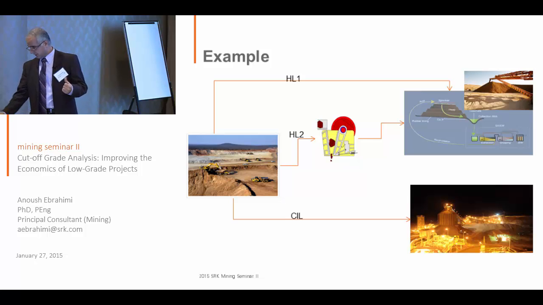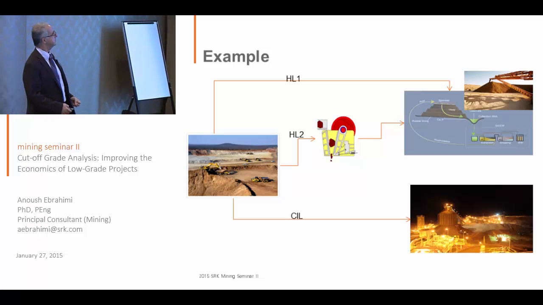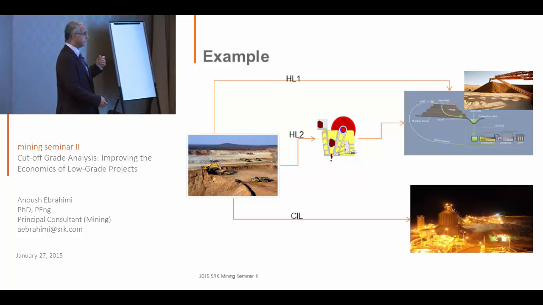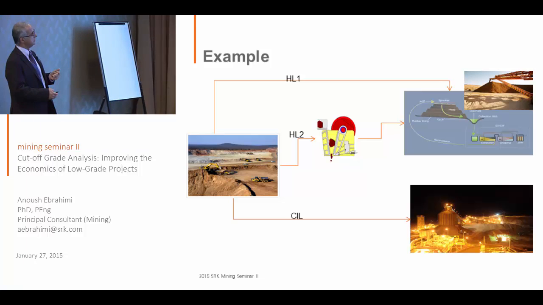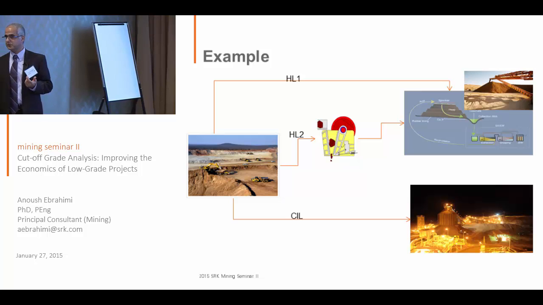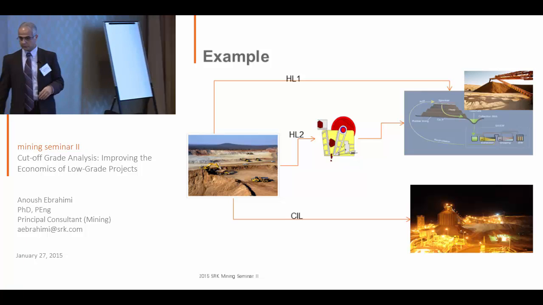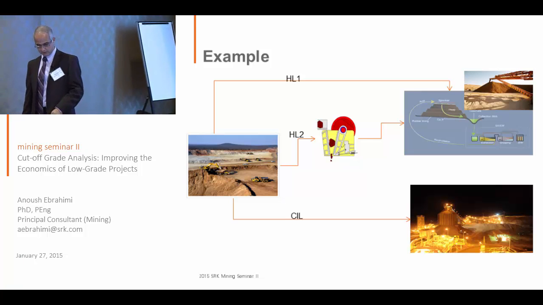Let's have a quick example of a gold mine. This is a big deposit, and as you see, there are three different options for processing it. You can have one of them or all of them. You have a CIL, which is expensive but has much better recovery, and you have a heap leach. Heap leach can go in two different circuits. One is run of mine, going directly to the heap leach. Another is that you crush it and then send it.